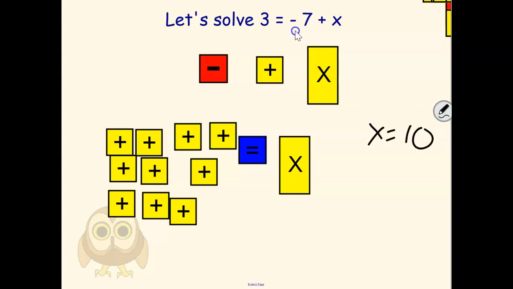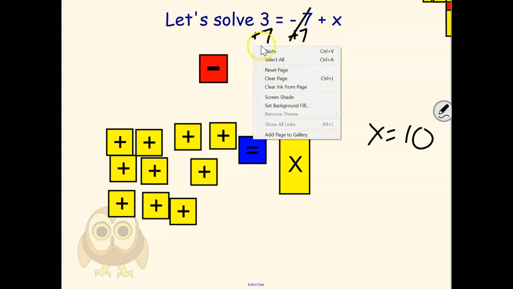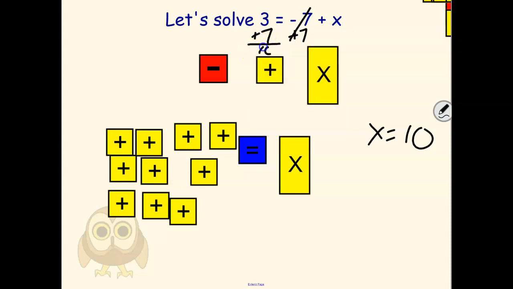Okay, the way I would do that paper and pencil is I added 7 to both sides. That got rid of the -7, and that left me with x equaling a grand total of 10.